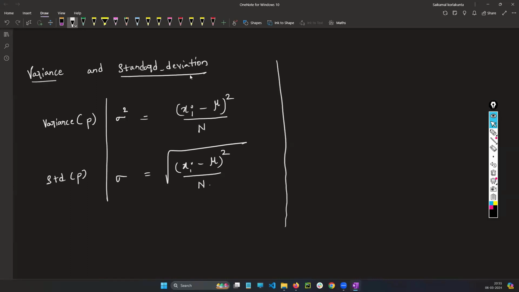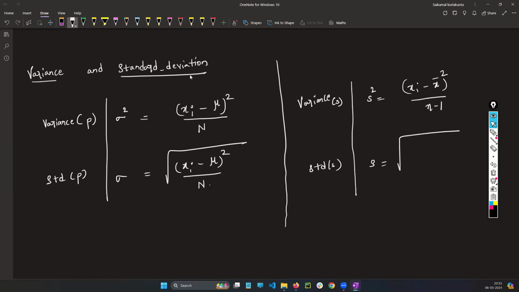This is the population. Now variance with sample data. S square is equal to each and every data point minus its mean, whole square, divided by n minus 1. Standard deviation with sample data: S is equal to the square root of each and every data point minus its mean, whole square, divided by n minus 1.